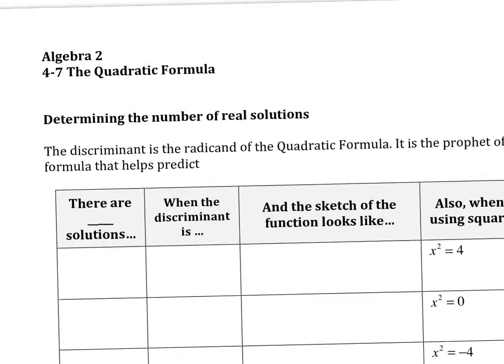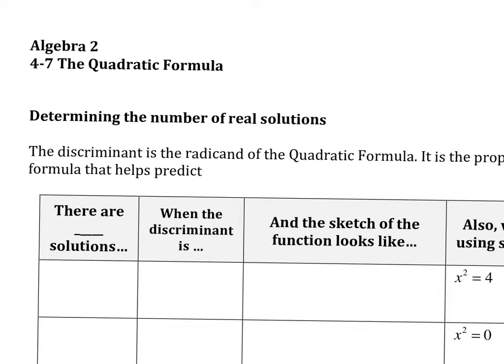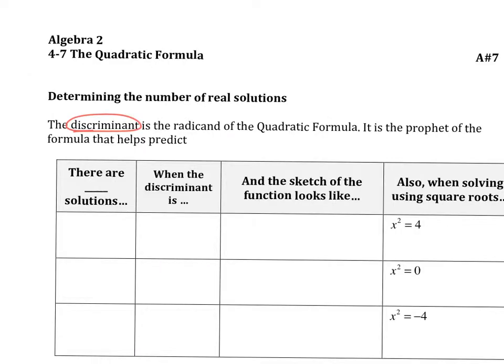And I want to talk to you about what is called the discriminant. So let's read through what a discriminant is. It is the radicand, if you remember the radicand, it's the expression inside the radical of the quadratic formula. Think of it as a prophet. It's the piece that helps make a prediction about our solutions. So you should go ahead and write that down.